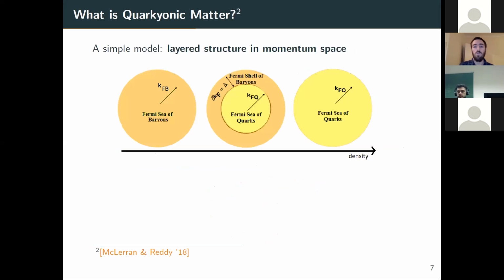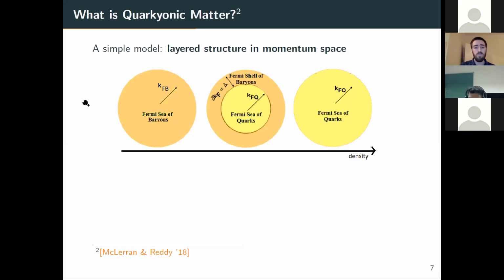And a nice idea was proposed a couple of years ago, very recently, by McLerran and Reddy, and they argue that it's better to think about this in momentum space, and that this phase should have a layered structure in momentum space, in which you start from a Fermi sphere of baryons, and then at some point you have a Fermi sphere of quarks growing inside of it, and a Fermi shell of baryons on top of it, and at some point the Fermi shell of baryons disappears, and you're left with a Fermi sphere of quarks. So this thing in the middle is supposed to be what you're talking about when you have quarkyonic matter.